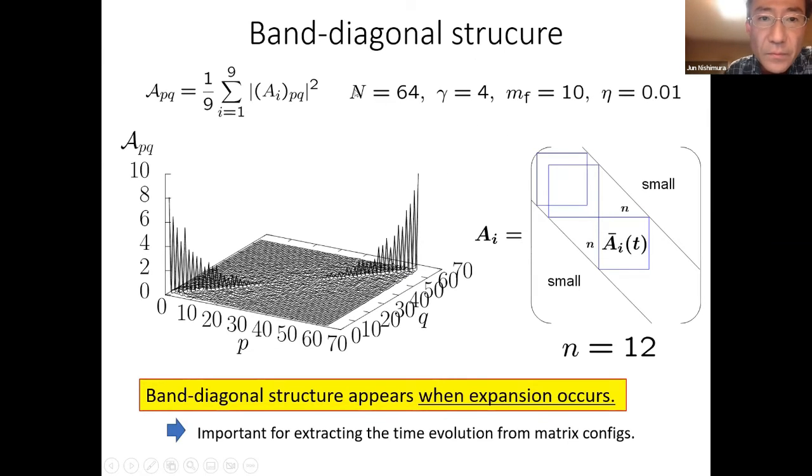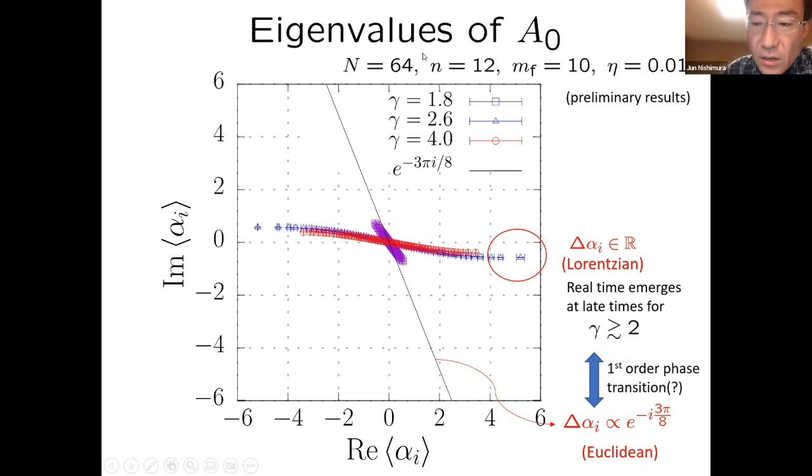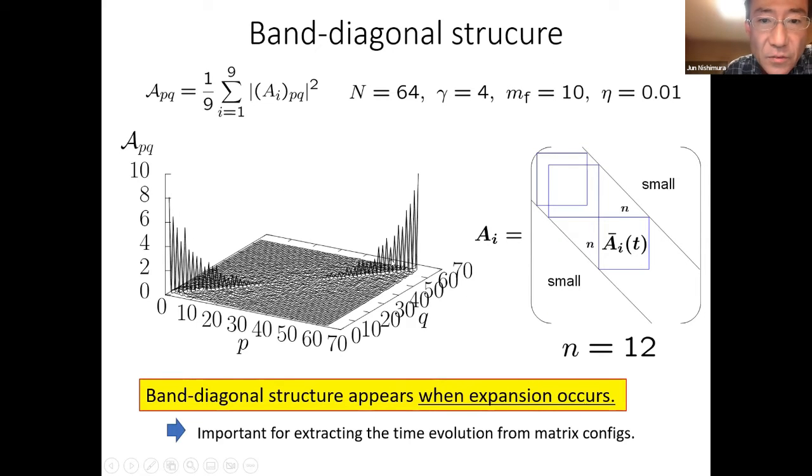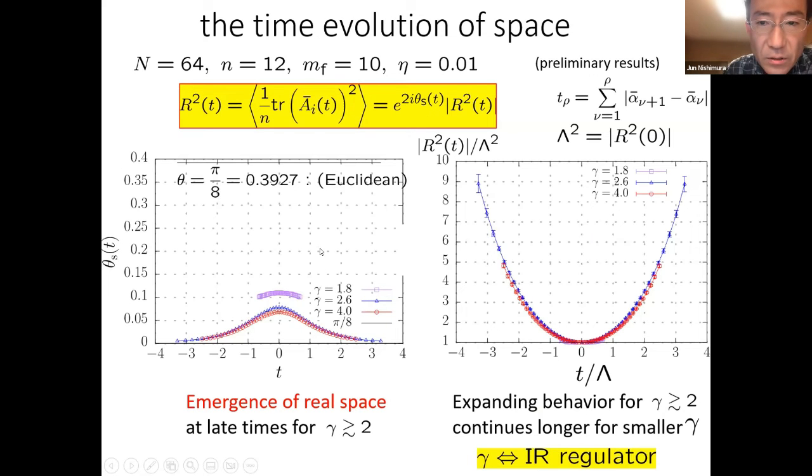And also, when you diagonalize A0, you find the spatial matrices have this form. Basically, P and Q are the elements of the spatial matrix, and you see a very clear band diagonal structure. And this occurs only when the expansion happens, as we see later. Anyway, this band diagonal structure is very important for us to extract the time evolution from matrix configurations. Now, this is one interesting result: the time evolution of space can be extracted from the matrix configurations, as I explained.